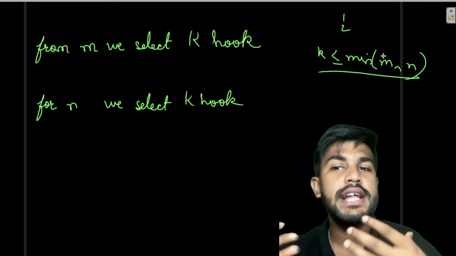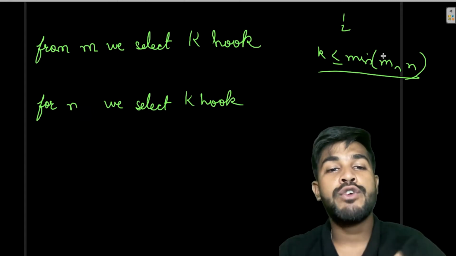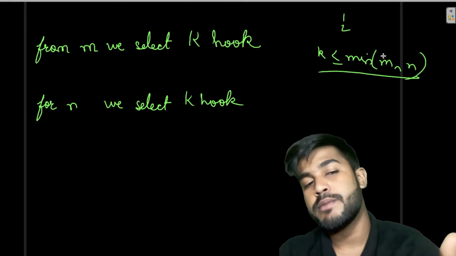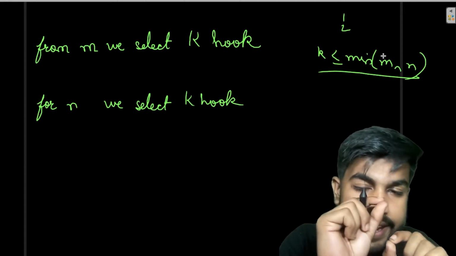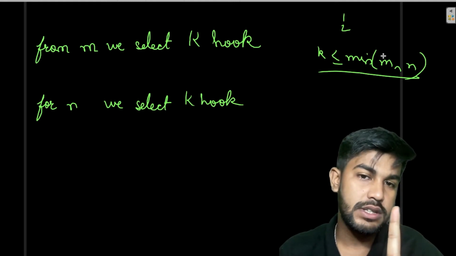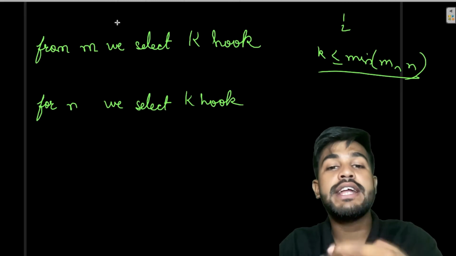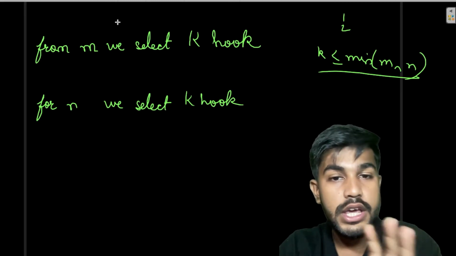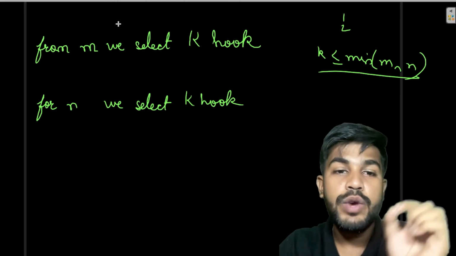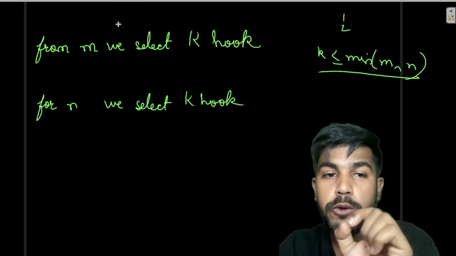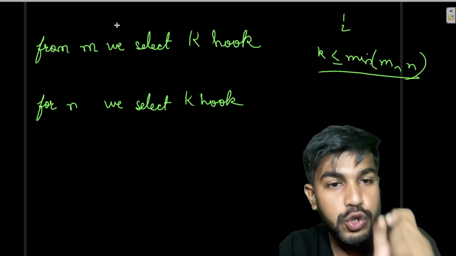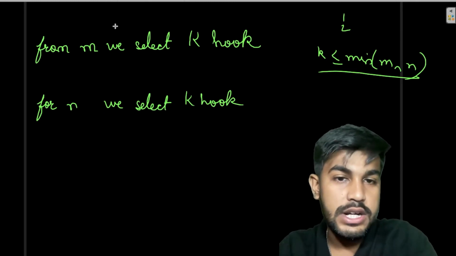We don't need to handle the case where the number of ropes is greater than M or N, because we need to use exactly k hooks. That is why it won't happen that from M we would first select 1 hook, then a second hook, then a third hook. We can't do that. We need to use k ropes at all times.